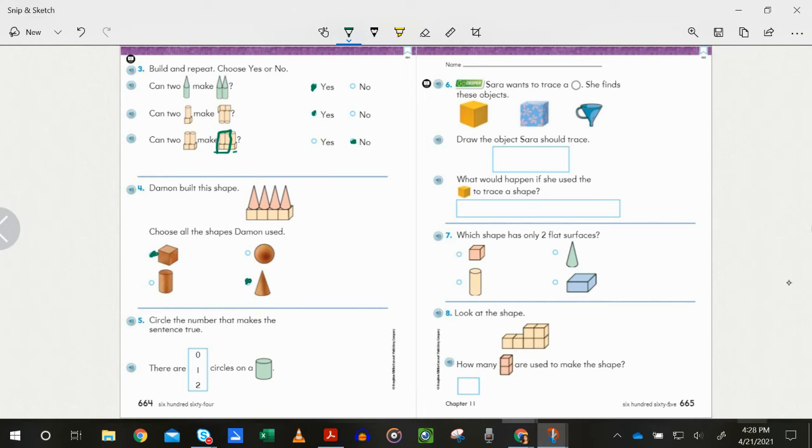Number 5, circle the number that makes the sentence true. There are blank circles on a cylinder. How many circles? 0, 1, or 2? There are 2, one on the top, one on the bottom.